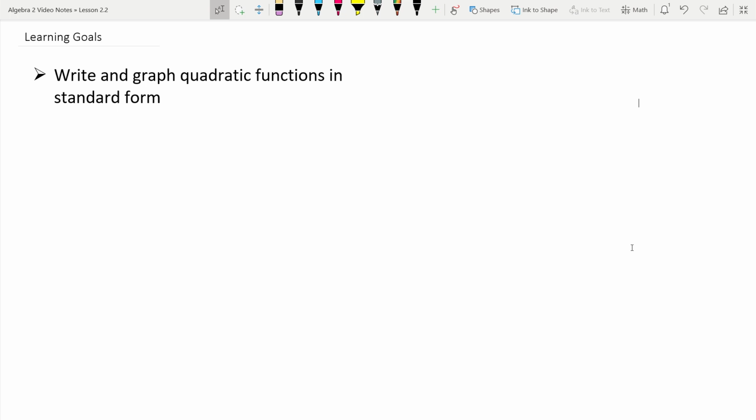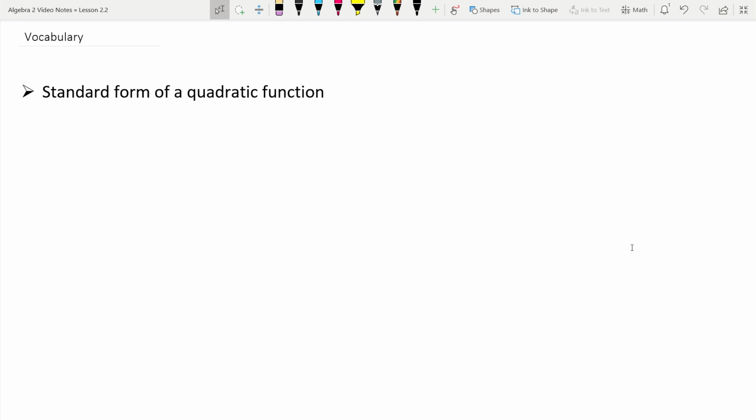So our learning goal is to be able to write and graph quadratic functions in standard form. So the vocab, all we got to be concerned with as far as vocabulary is the standard form of a quadratic function. What is that?